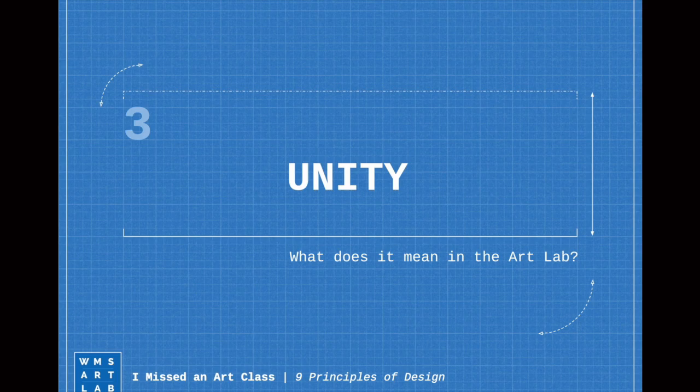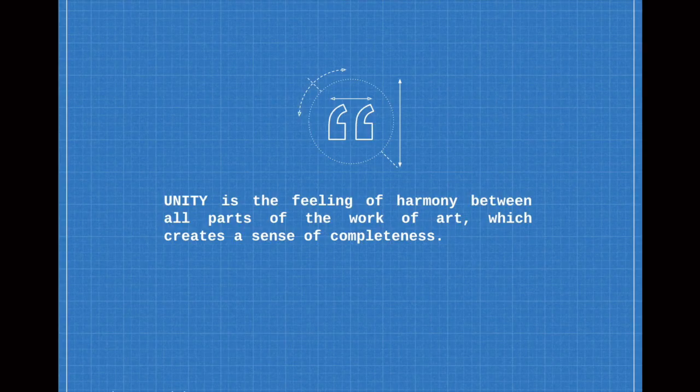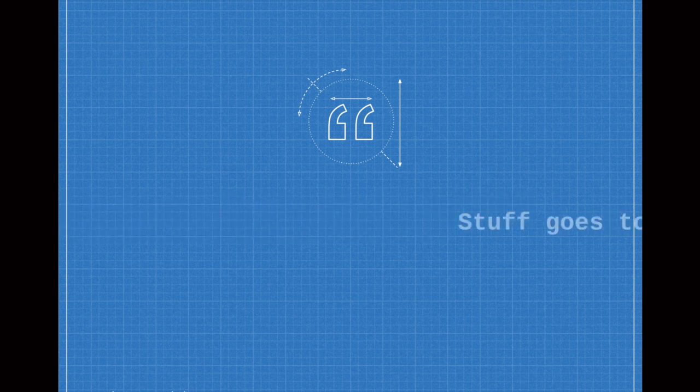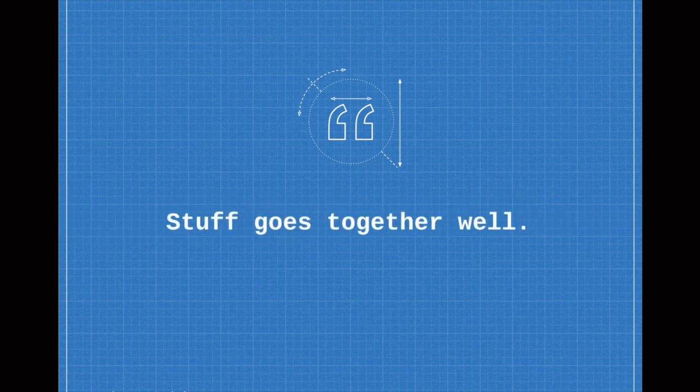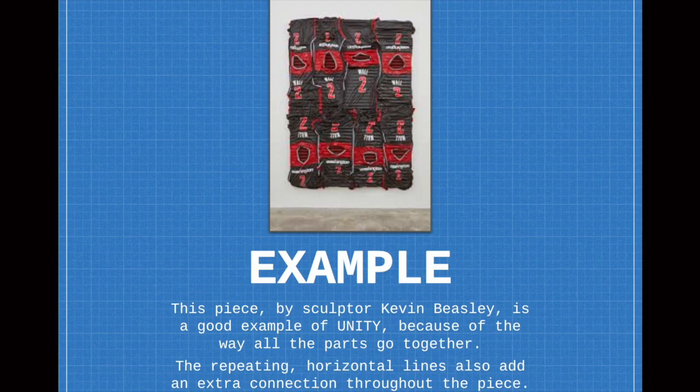Next up is unity. Unity is that feeling of harmony between all parts of the work of art, which creates a sense of completeness. We decided to say it's when stuff goes together well. The example we found is this poster of a sculpture by Kevin Beasley, and it's a good example of unity because you can see how all those jerseys seem to go together really well. And also there's this added feature of these repeating horizontal lines that add a nice extra connector between the piece.